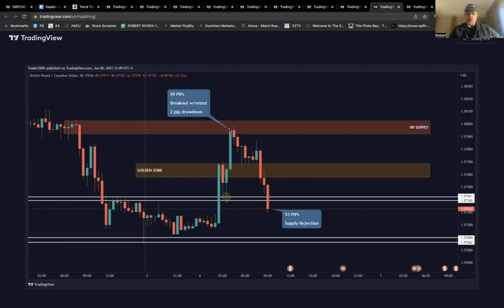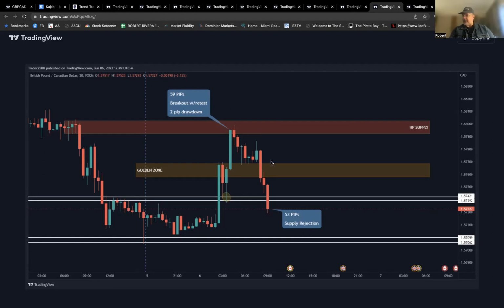Then it rejected and went all the way up to the supply, which you also could have caught the sell of, up here, because you could have anticipated that this was going to reject, and once it broke down below this candle, it's time to go in, and it would have taken you all the way down to here, 53 pip supply rejection. So that was a 59 pip breakout with a retest, 2 pip drawdown, and 53 pips on the supply rejection.